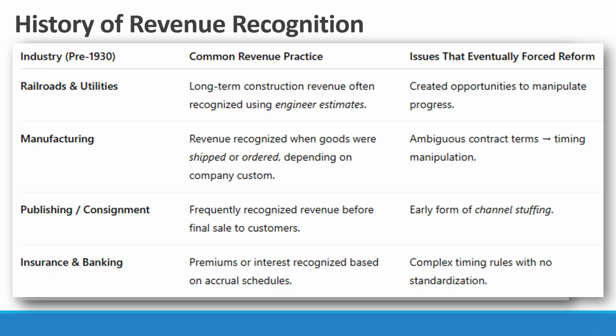Auditors began using professional judgment to decide revenue timing, and the Federal Reserve Board published uniform accounting guidance for banks and public companies. The CPA profession began to recognize the need for common audit practices, but there was still no enforceable revenue recognition standard.